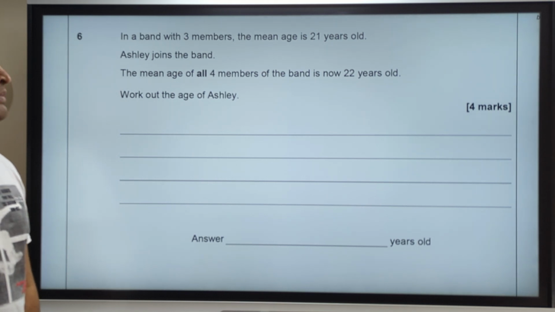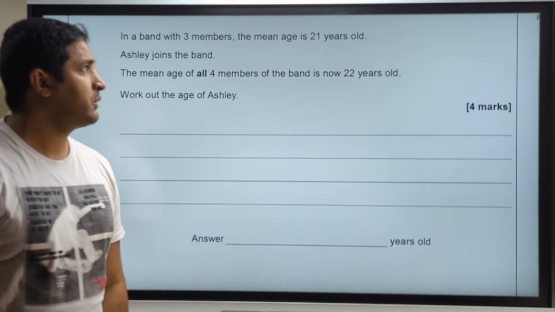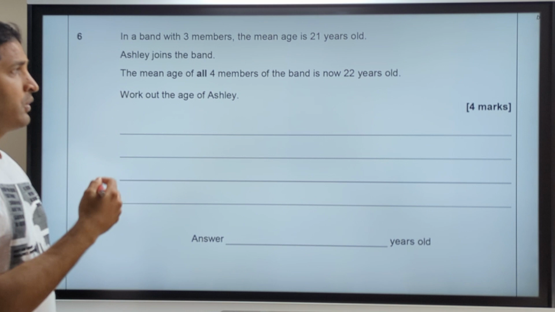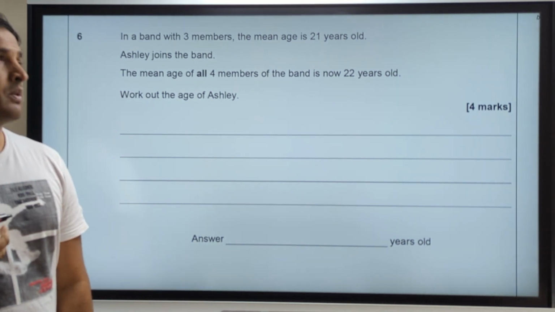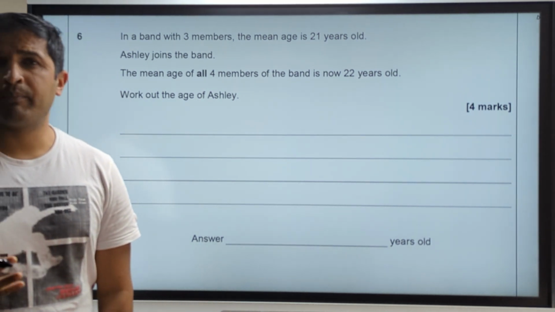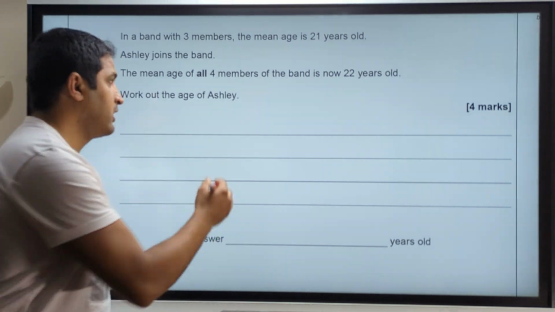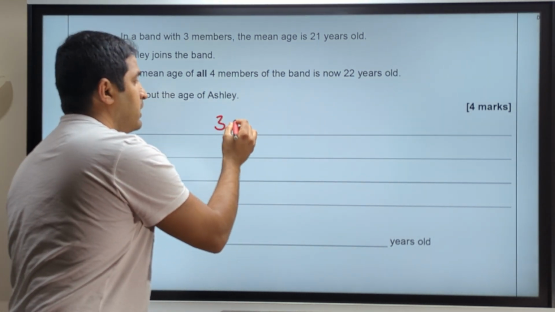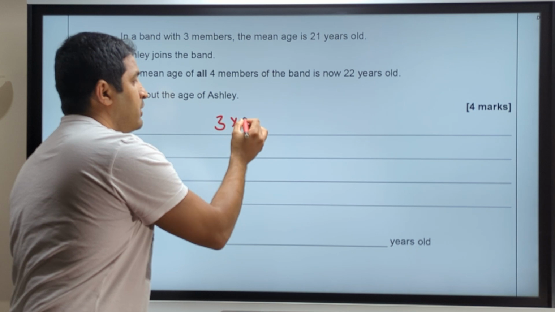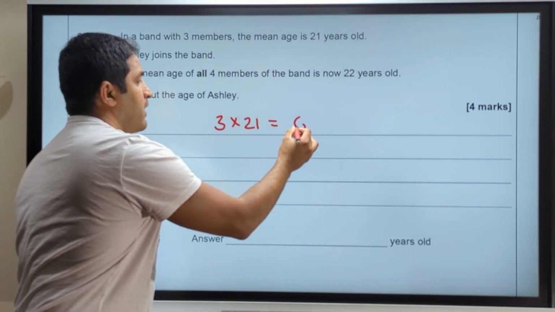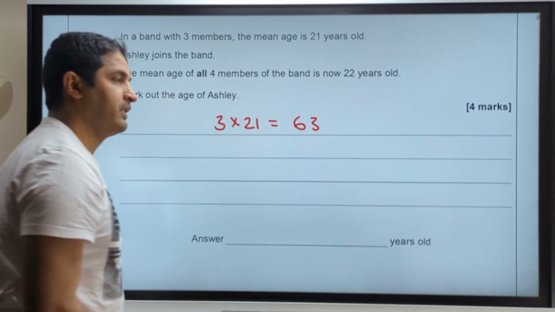In a band, 3 members, the mean age is 21 years old. So if the mean age of 3 members is 21 years old, then every single member is on average 21 years old. So if I wanted to work out the total age of 3 members, I'm doing 3 times 21, that gives me 63 years.